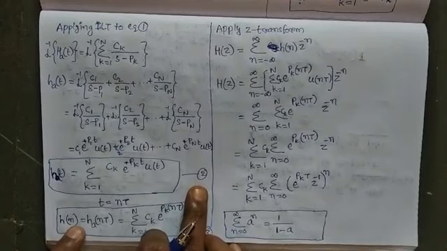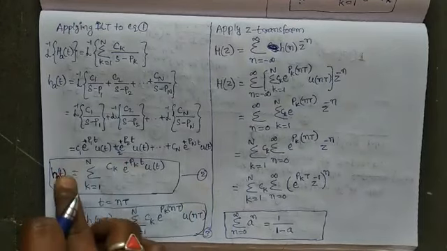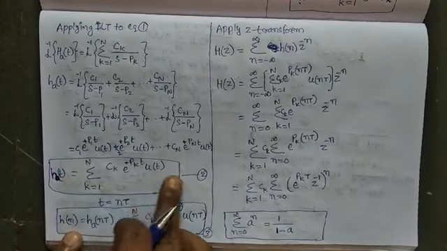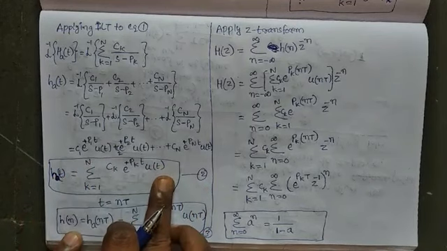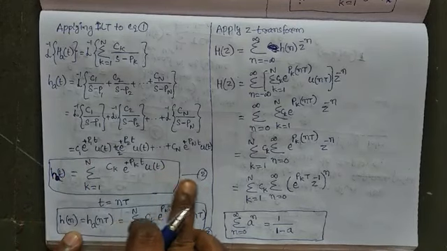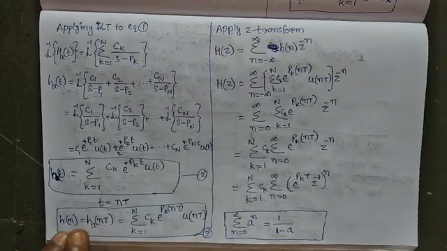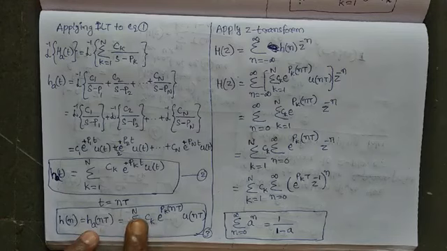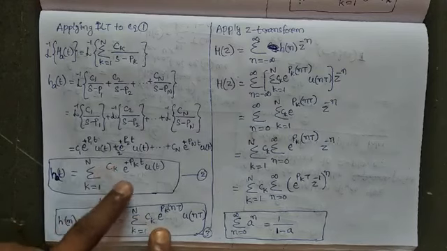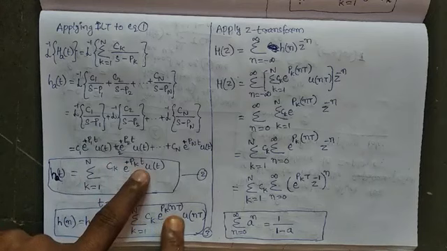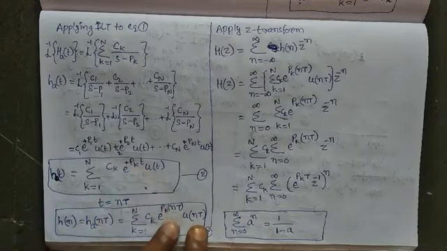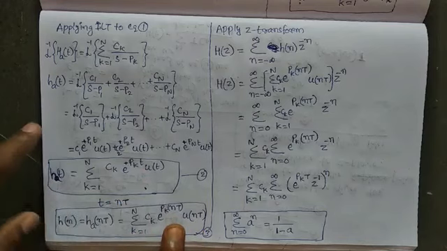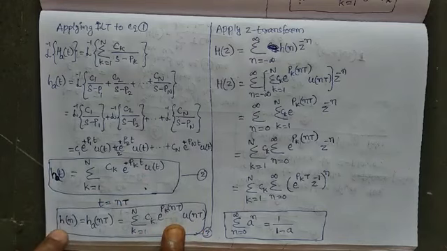Now, sampling this equation 2 means simply we are substituting t equal to nT in equation 2. Here that is h of n. h of n is equal to ha of nT, which is equal to summation k equal to 1 to N ck e power pk nT u of nT. This is the third step.